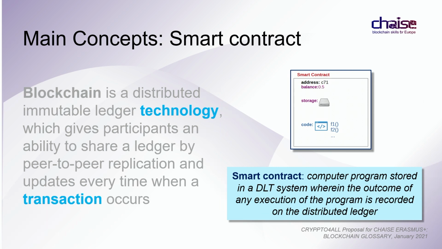Blockchain manages transactions and uses technology. From the blockchain 2.0 generation, the notion of the smart contract is introduced. A smart contract is a computer program stored in a distributed ledger technology system, wherein the outcome of any execution of the program is recorded on the distributed ledger. So these are a few key concepts of the blockchain domain.